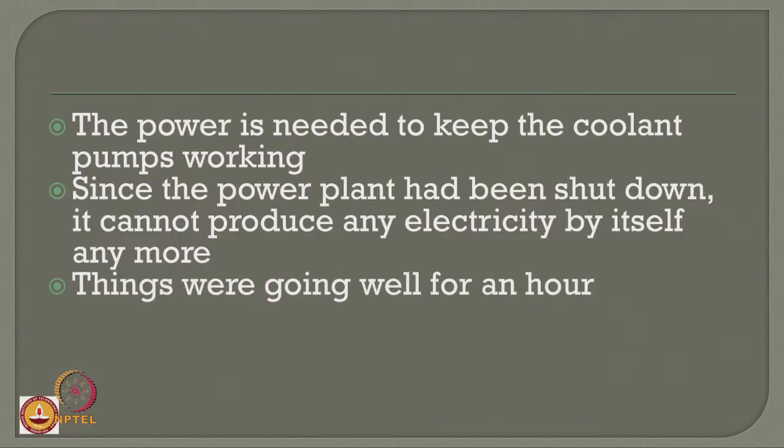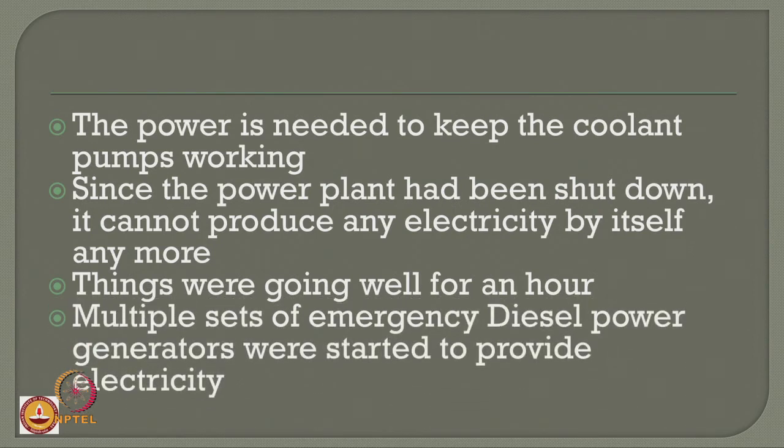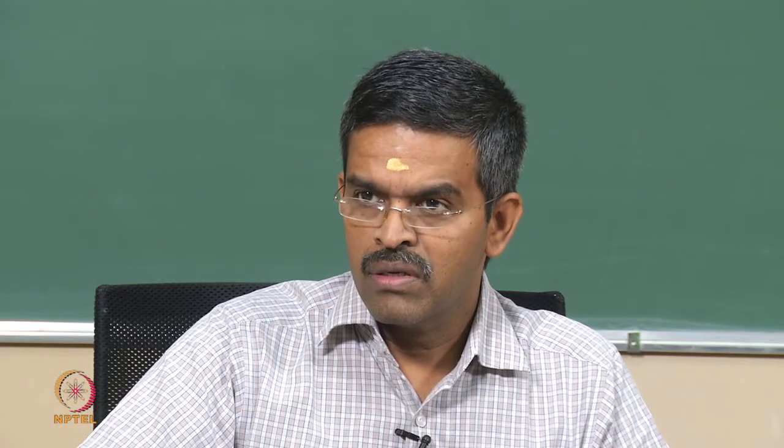Things were going on well for an hour. Subsequently, multiple sets of emergency diesel power generators were started to provide electricity. So, that is the second line of defense here. Now, the generators which are diesel power driven are switched on to provide external power, which is an artificial source of power, to the cooling supply system, which is now required to bring down the heat.